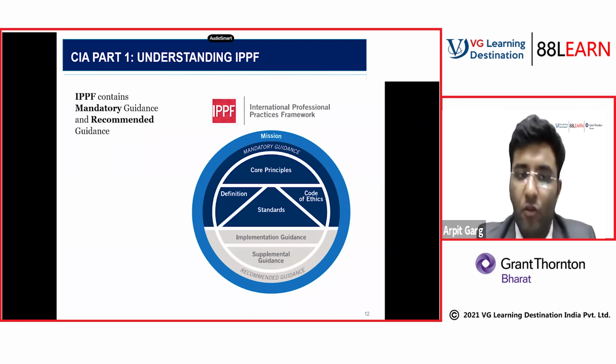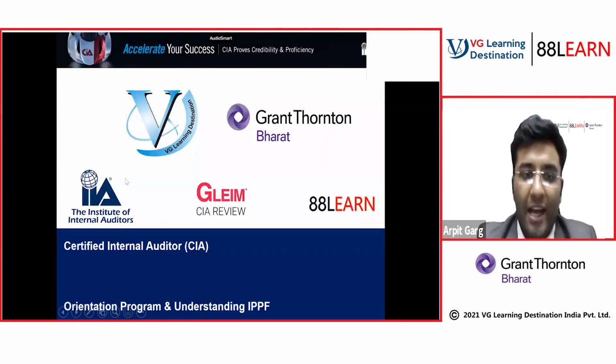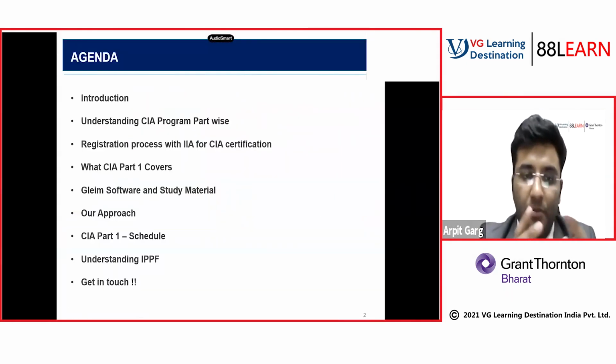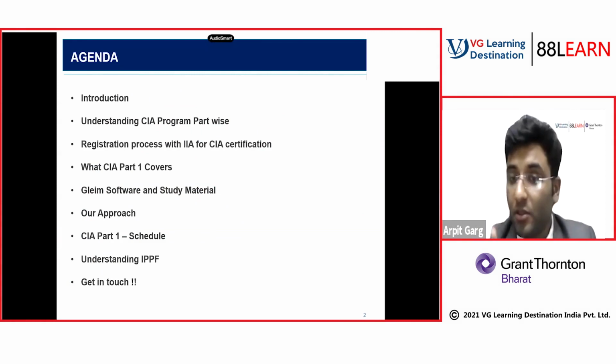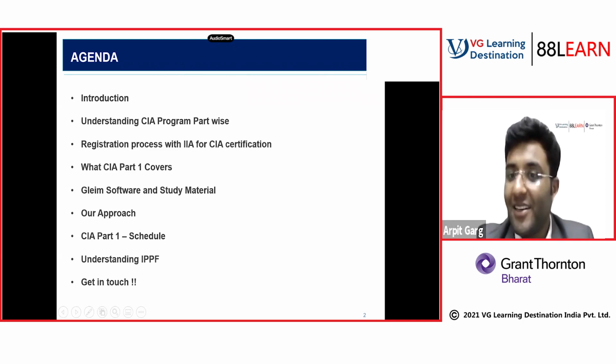Is that fine? Before I jump into the topic, are we clear with the critical aspects of the introduction of the CIA program, the different parts that we have, the registration process, what is covered in Part 1, the software and the study material that we're going to look into, our approach, the schedule? So are we all clear so far before we jump into one unit, and are we excited to start this learning of the CIA with the one topic that we're going to cover in today's session?